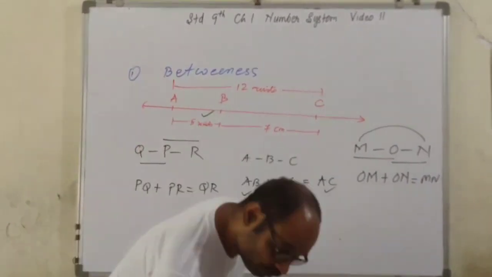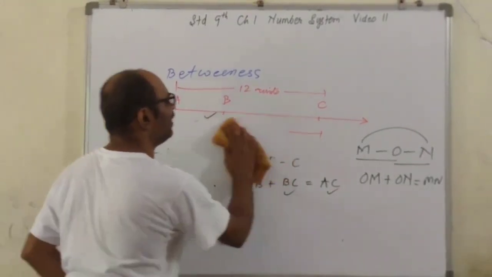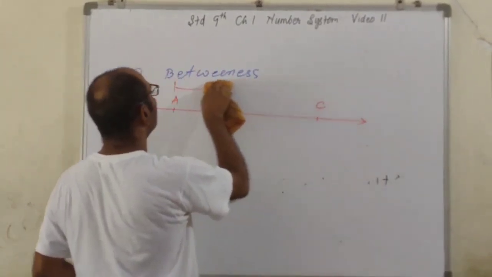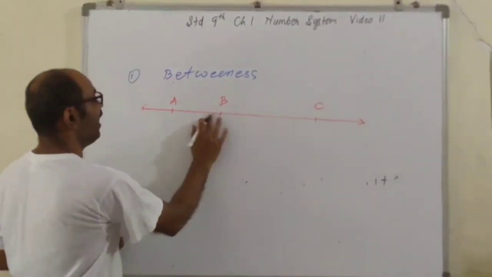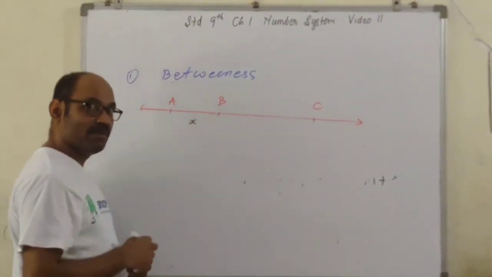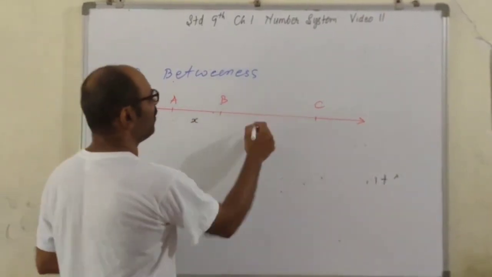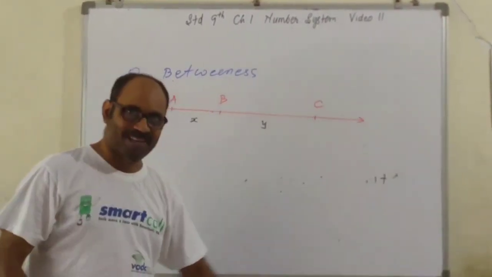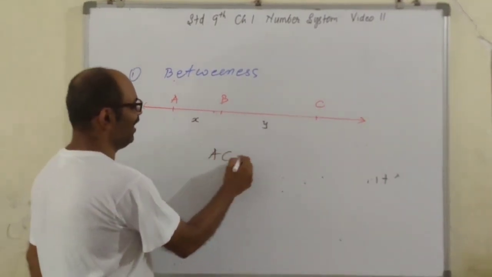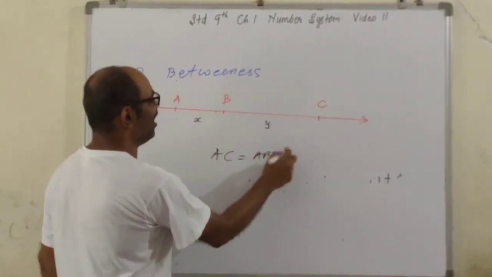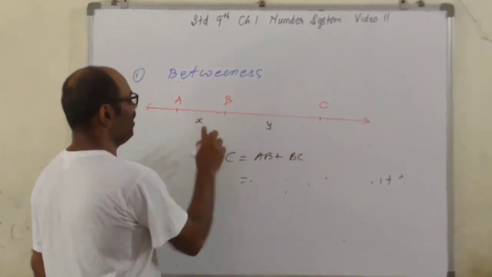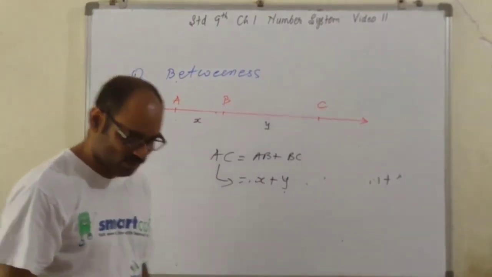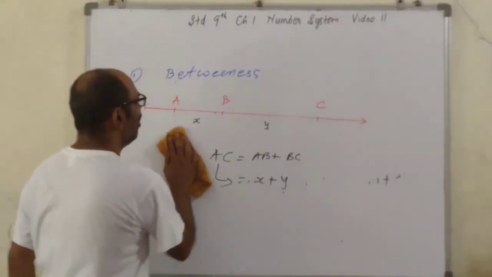Alright. Now, I'll have a little twist here. Suppose AB is X. That is, the distance between point A and B is X. And the distance between point B and C is Y. So what will be the distance between point A and C? What will be AC? You know it is AB plus BC. So what is AB? X. Plus what is BC? Y. So what is AC? X plus Y. Is that clear to you?